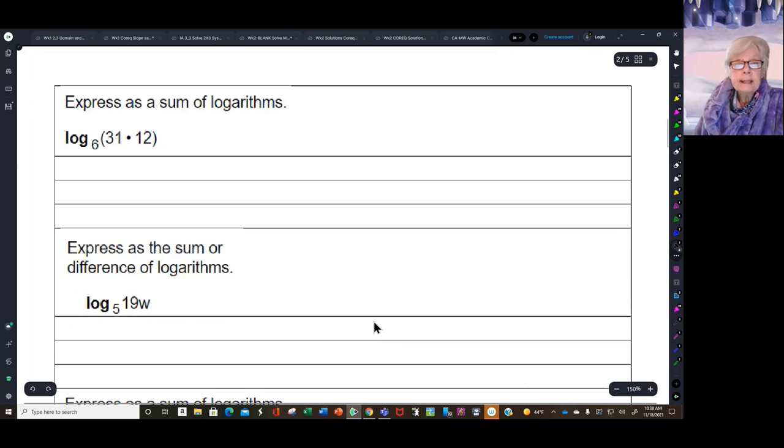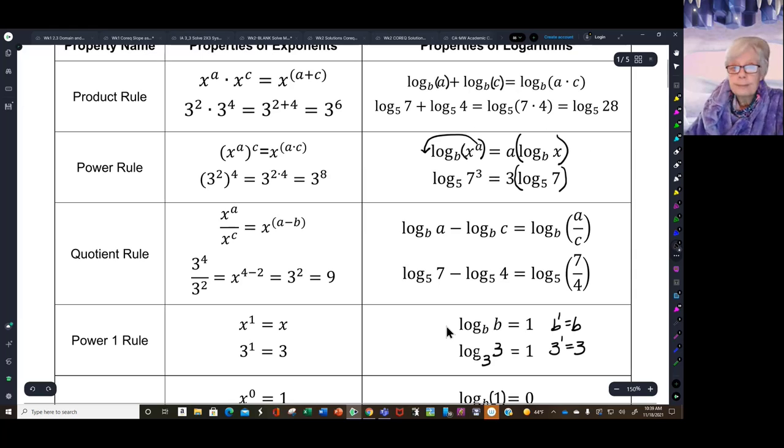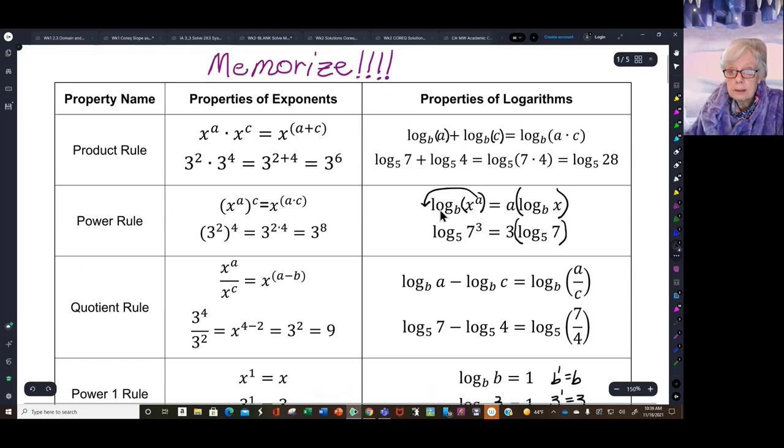We start out very simple, so you can use the basic rules. Here we have log base 6 of 31 times 12. Well, that refers back to this first rule. Log base b of a times c equals log base b of a plus log base b of c.